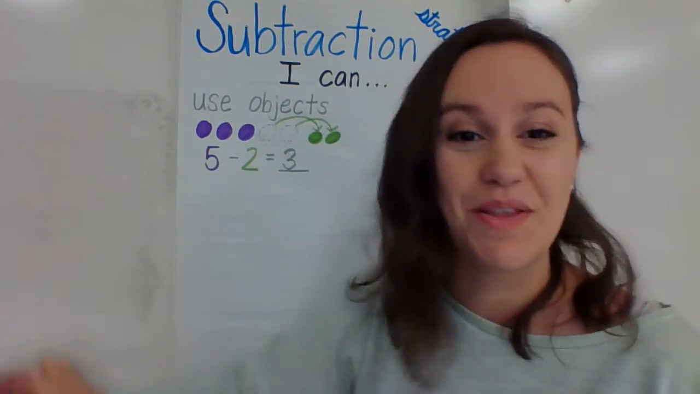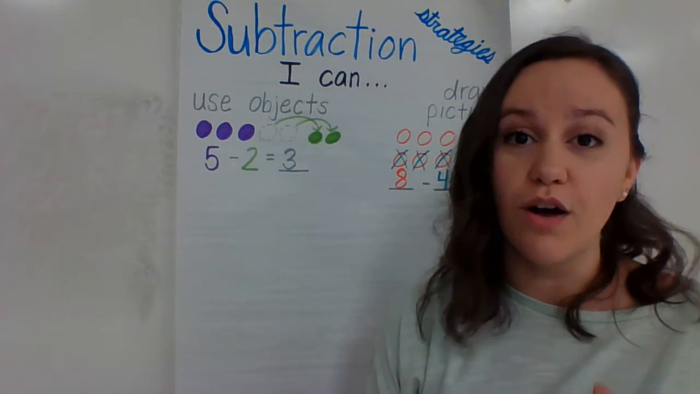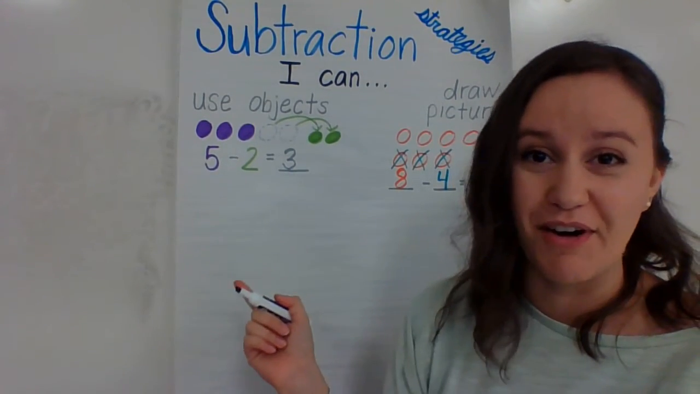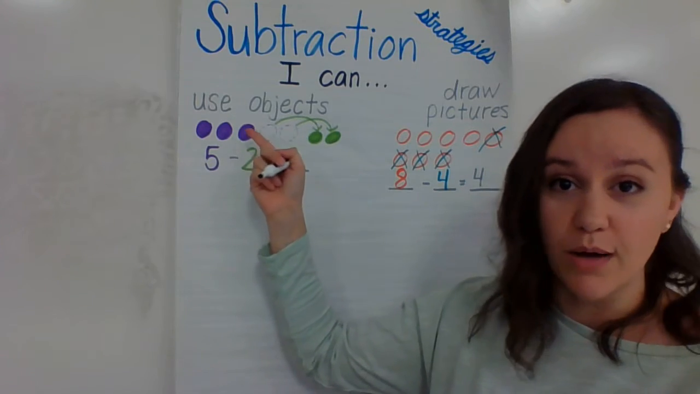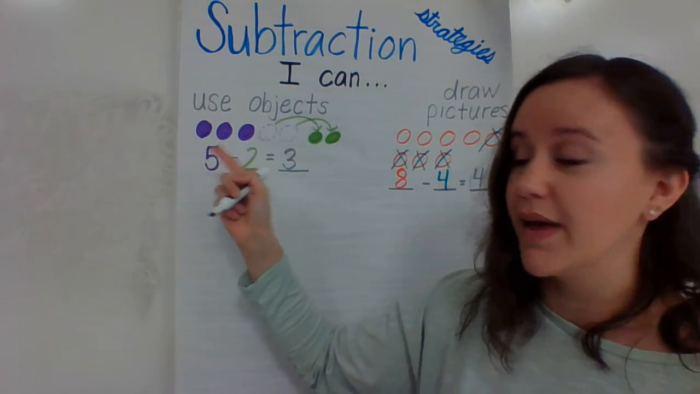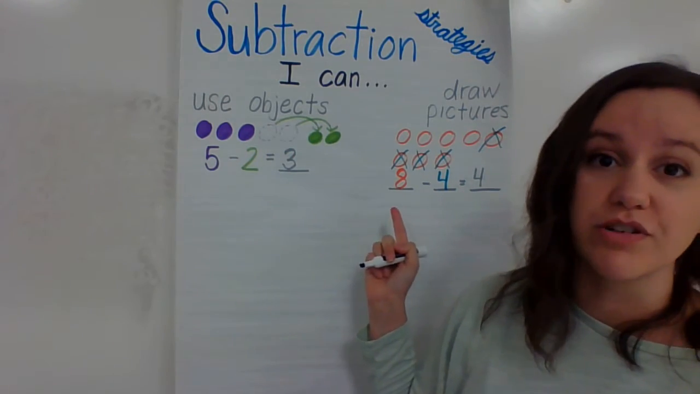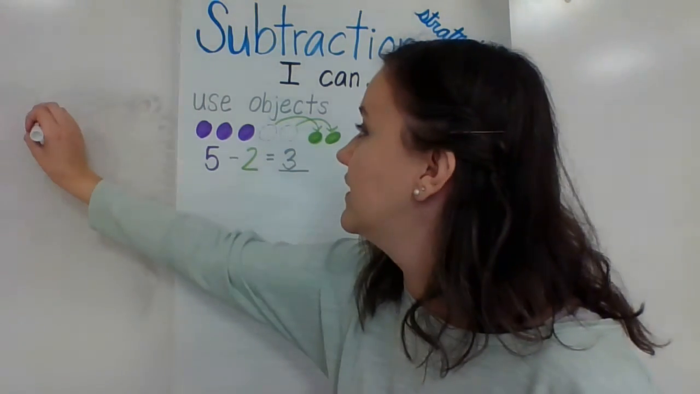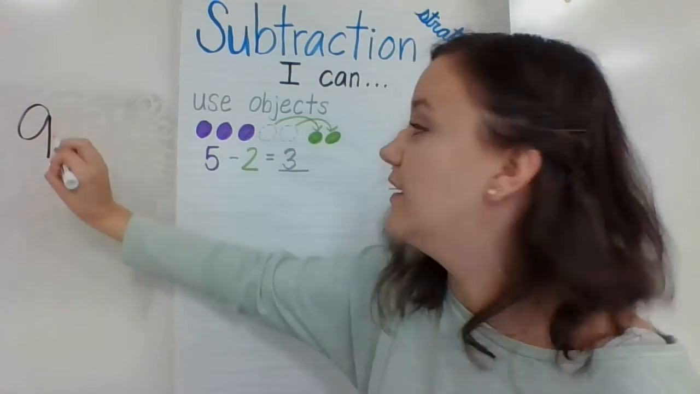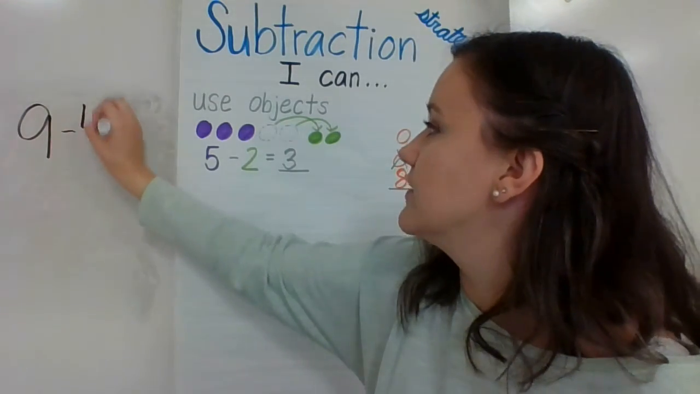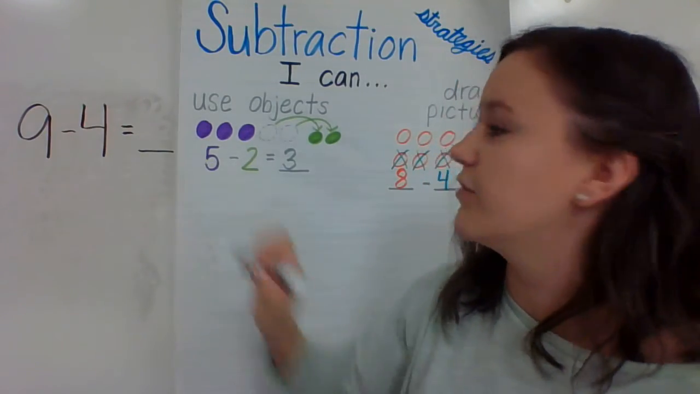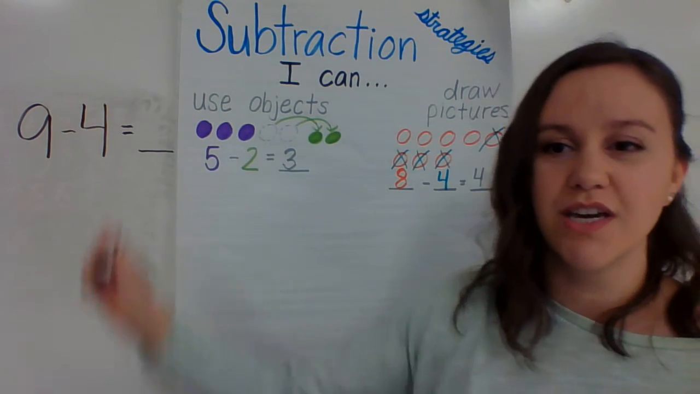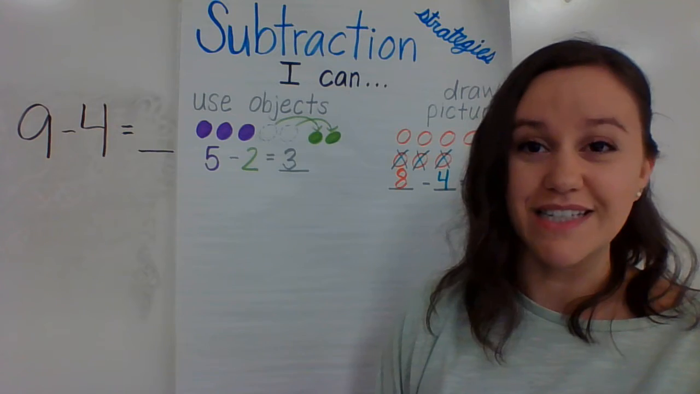Okay, I'm going to give you another problem. You solve it with one of these strategies that works for you. You can pause the video after I write the problem, and you either get some objects and solve the subtraction problem that way, or you can draw a quick picture and solve it that way. Let's do 9 minus 4. We want to find the difference to 9 minus 4. So pause the video, pick your strategy, and solve that problem, and then we'll solve it together.